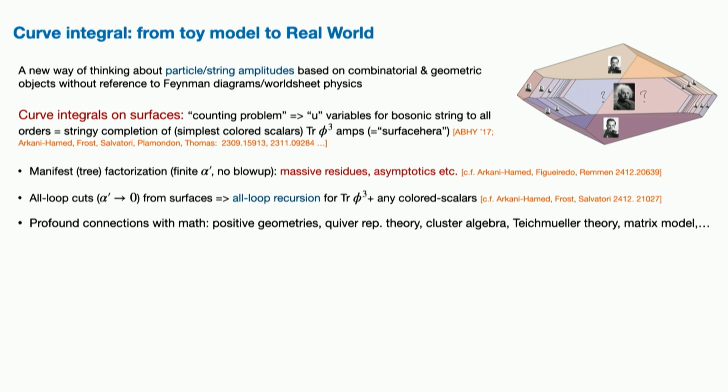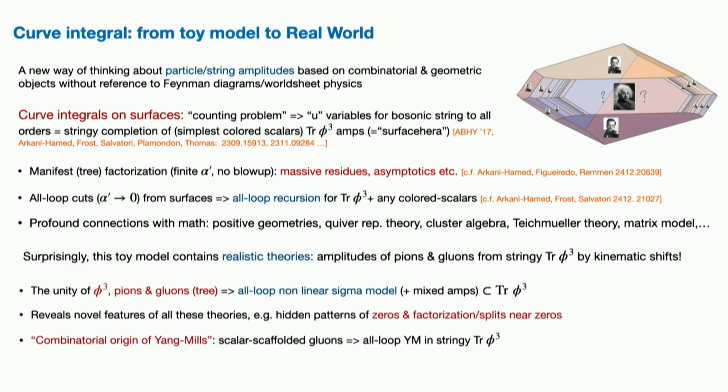And at loop level, there's also a lot of understanding which I won't have time to get into, but at least in the alpha prime to 0 limit, it's very useful. It's very easy to extract this limit, and this limit gives you, in principle, all the loop cuts in this theory, and also if you want to include other interactions, the all loop cuts, and based on the cuts, the all loop recursion can be constructed for these theories. Okay? And of course, there are profound connections with a lot of new areas of mathematics.